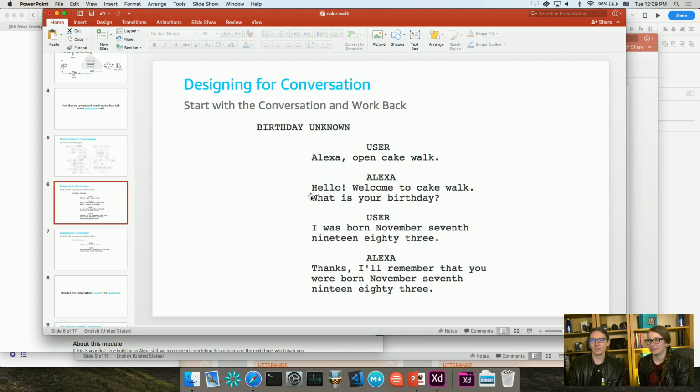If you notice here, we've got the customer starting the conversation by saying, Alexa, open Cakewalk. Alexa says, what's your birthday? And the user responds. But if Alexa asks the question, what is your birthday, there's no guarantee that the user has to say what their birthday is, right? The interaction for Cakewalk is a very simple interaction. It's basically just asking what the user's birthday is, and then it tells them the number of days until their next one, and then wishes them happy birthday on their birthday.